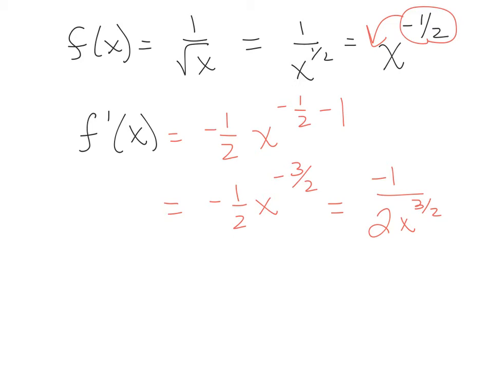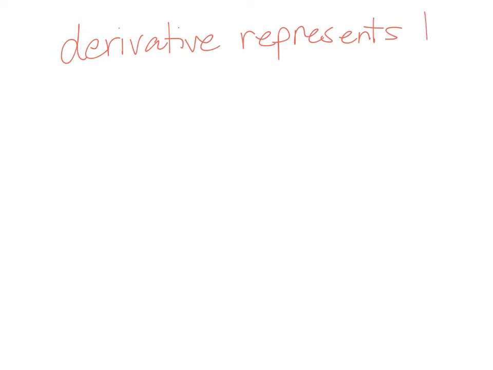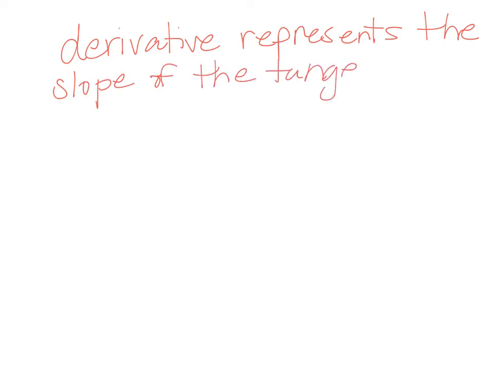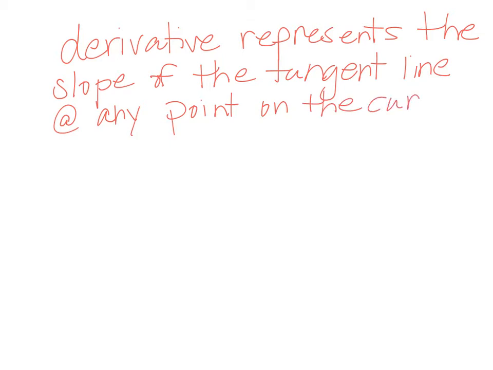Now, if you remember, the derivative represents the slope of the tangent line. So the derivative represents the slope of the tangent line at any point on the curve. And that was just when you plugged in, if they gave you like x sub 0 equals 4, you just plugged it in and you found a number. That number you found is the slope.